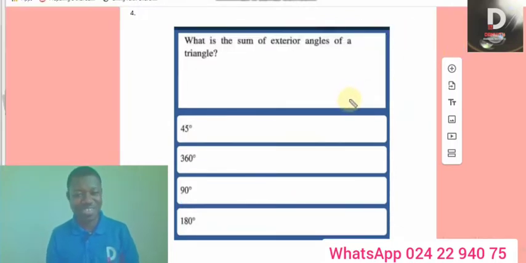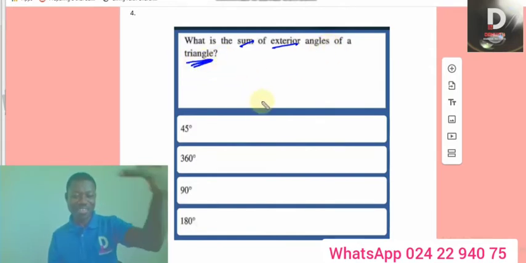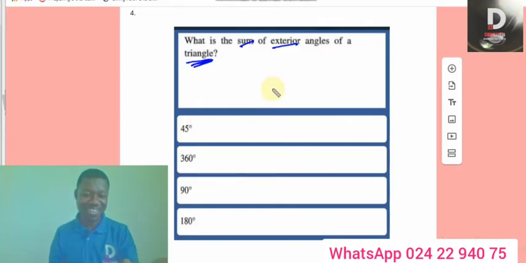This question is very interesting. What is the sum of exterior angles of a triangle? The sum of exterior angles of a triangle. What is your answer? Tell me. It's 360 degrees.